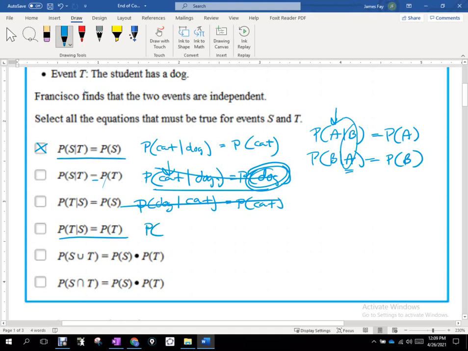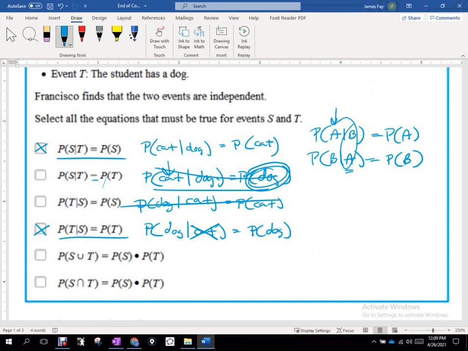Probability of a cat given that I have, oh, I got that. Cat is S, right? So this is probability of a dog given that I have a cat is equal to probability of having a dog. That means if they're independent, that had no bearing on this probability. Okay? So we would mark that one.